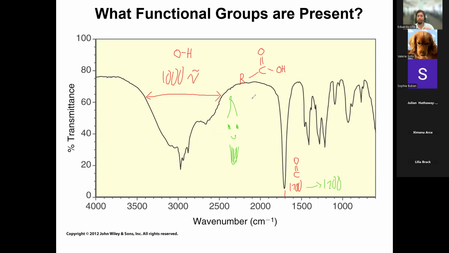Okay. What about the rest of the signals? We don't know, bro. We genuinely don't know. All we know is we have a carboxylic acid, and that's good enough because we're going to do NMR and we're going to do MS and we're going to do other stuff, right? So this is enough for us to accept and move on to some other analysis method. All right? So good stuff. Let's move on to our next example.